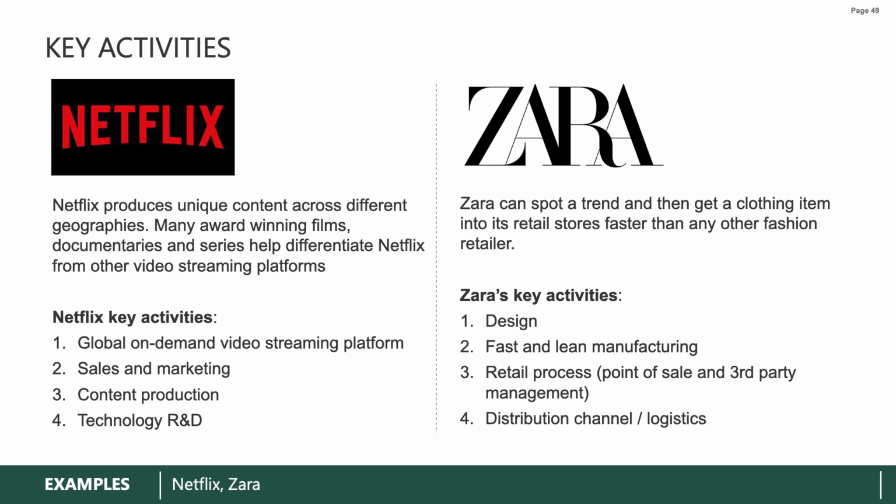Zara is a clothing fashion company, a retailer. And what it's enabled itself to do versus its competitors is to understand the trends in the marketplace. It understands where and what is fashionable. It's got a very fast and lean manufacturing capability. And because of that, it can take a design and move it through its manufacturing process and get that clothing into a retail shop faster than any other fashion retailer. That gives it a huge competitive advantage.